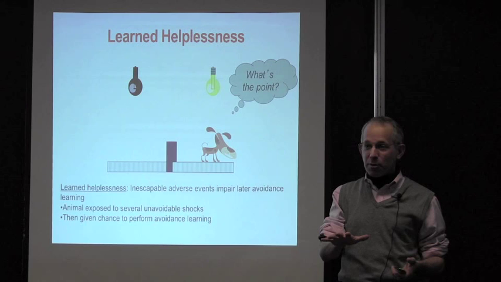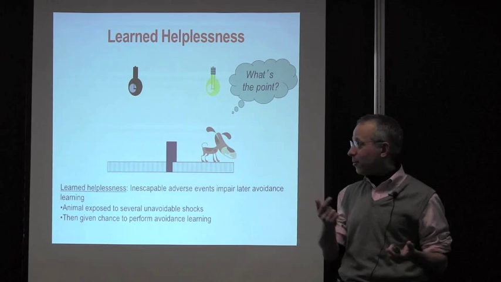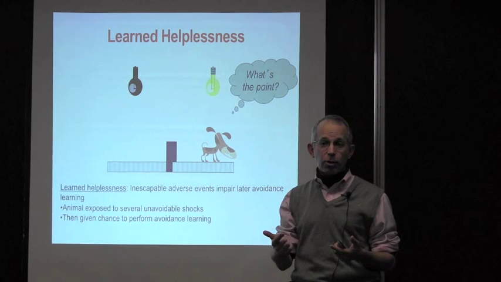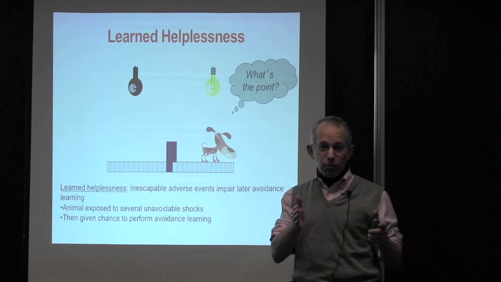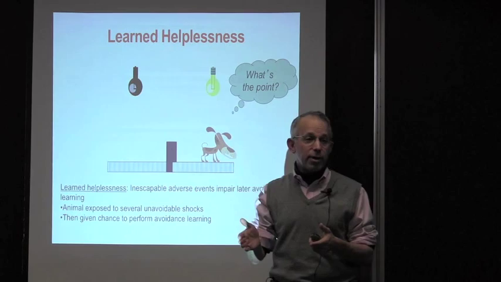So learned irrelevance is a variant on that where you have the tone and the shock explicitly uncorrelated in phase one. So it's very similar to this. It's explicitly uncorrelated. And then in phase two, the tone is paired with a shock, and you're slow at learning it. So the idea is that in both cases, you sort of learned in phase one that the cue is irrelevant, in a classical conditioning sense, and that slows you down in phase two.